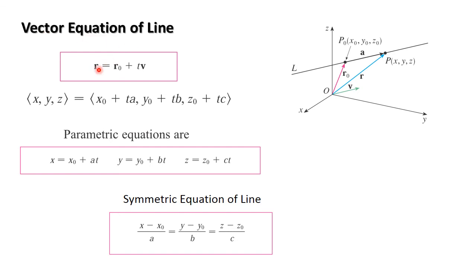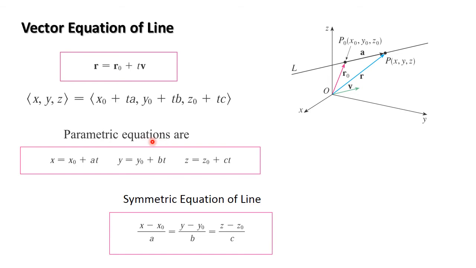Vector equation of a line: r is equal to r0 plus tv, where r0 is a point, v is a vector parallel to the line L, and t is a scalar. x, y, z is r. If we simplify this, we'll get x0 plus ta, y0 plus tb, z0 plus tc, where a, b, c is v.